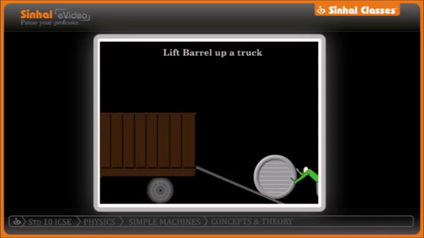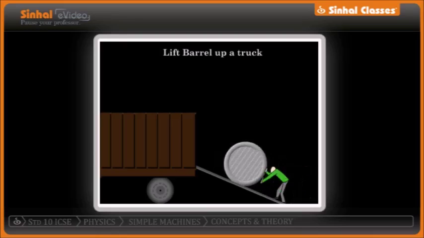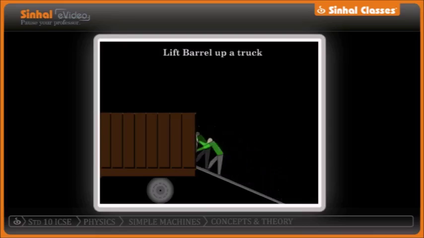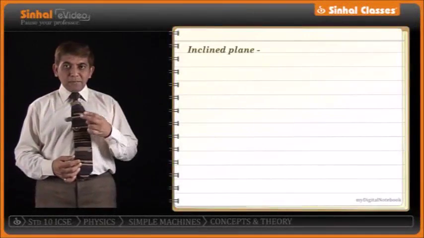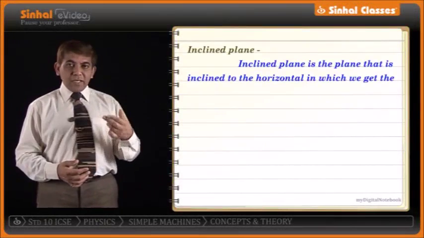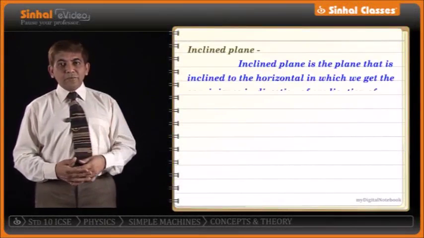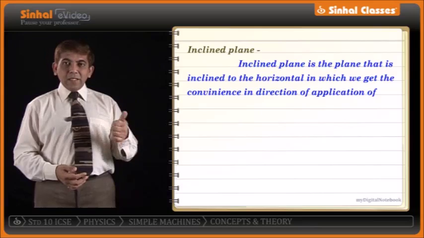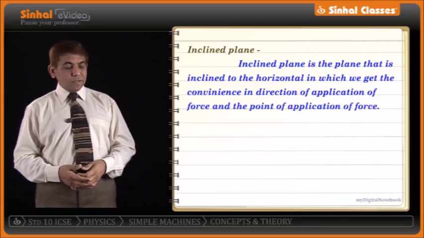Similarly, if I have to lift a barrel up a truck, I cannot lift it straight vertically up as a crane or a robot would do it. Instead, I use an inclined plane and roll the barrel up the truck, which gives me the convenience in direction. So inclined plane is nothing but a plane that is inclined to the horizontal, in which we get the convenience in direction of application of force and the point of application of force.